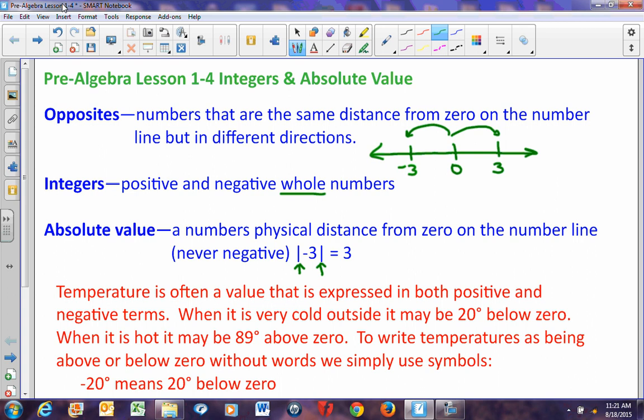I can go in a negative direction, but I cannot walk a negative 3 feet. I can't say, oh, please walk negative 7 feet. No, I can walk 7 feet backwards. That's a positive 7 feet in a negative direction.